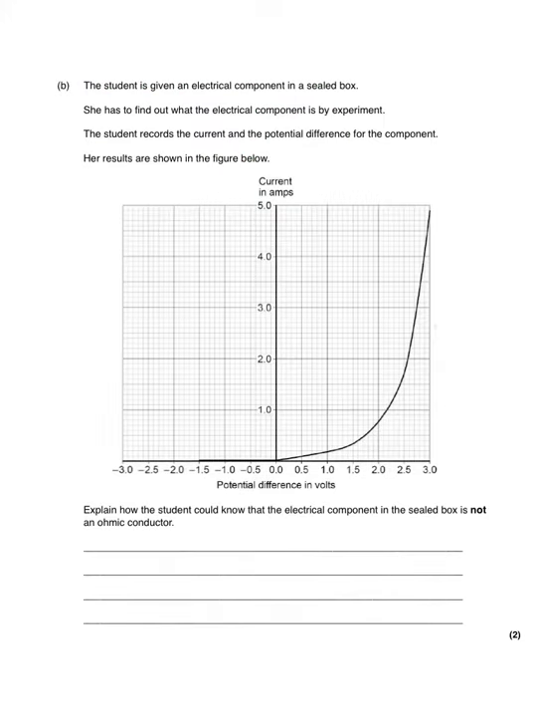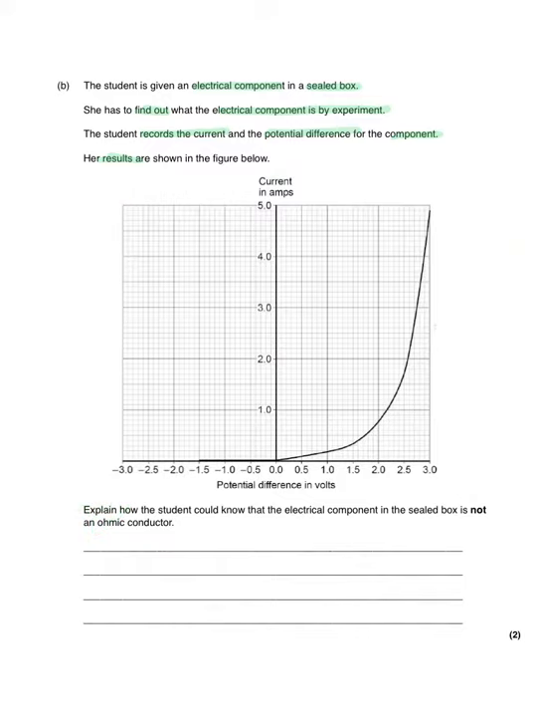The next question is asking us about a particular component in a sealed box. It says the student is given an electrical component in a sealed box. The student has to find out what it is by experiment. They don't know what is inside, so they have to interpret the information they're given to decide what it is. The student records the current and potential difference for the component, and the results are shown in the figure below. So again, this is an example of being given information and having to interpret it to explain what it means.